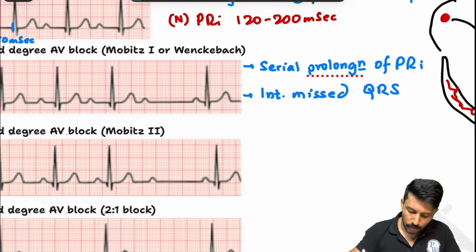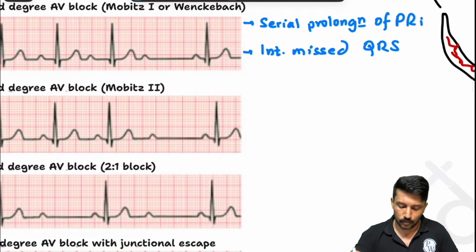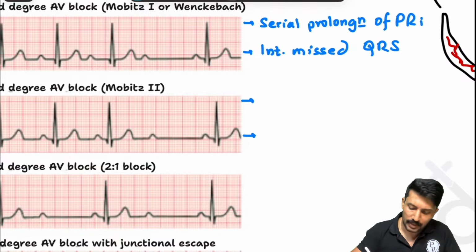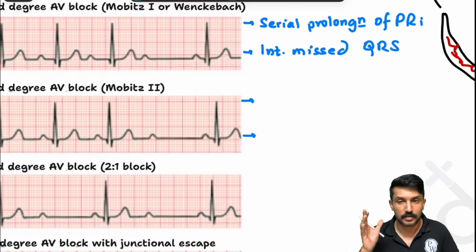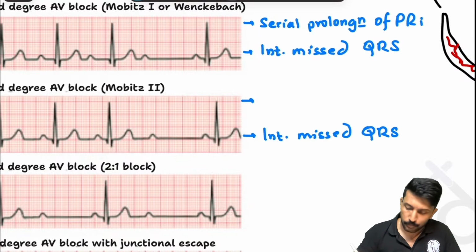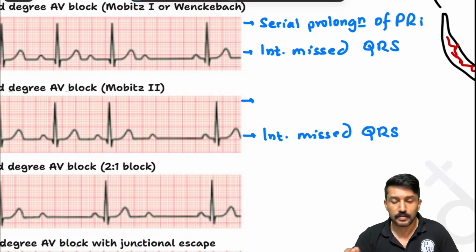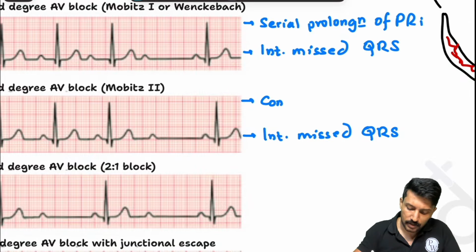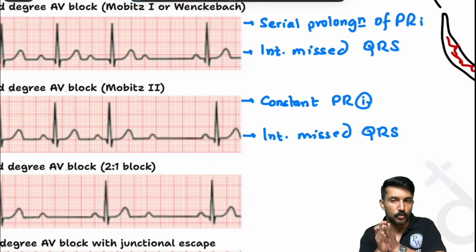But then we also have one more type called Mobitz type 2. In Mobitz type 2 also, intermittently the AV node fails to conduct the signal to the ventricle. So we will have intermittently missed QRS. But what you notice is the PR interval is constant. This constant PR interval may be normal or increased, but it is constant. It is not increasing from beat to beat.